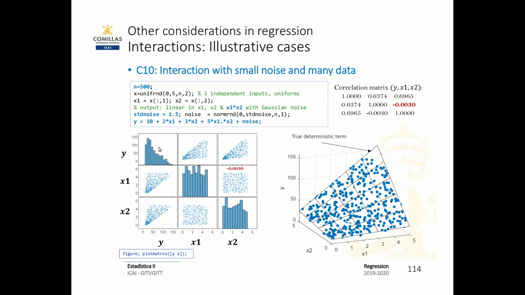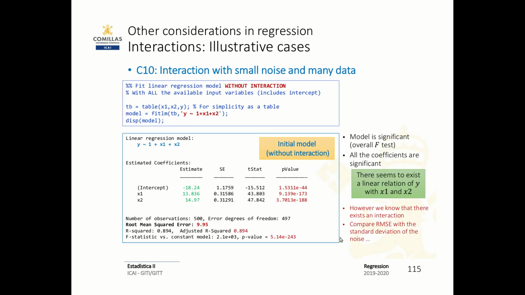And then when we construct y, this is the dependence of y on x1 and x2. We see that this is a correlation matrix. x1 and x2 are uncorrelated, and y is correlated with x1 and x2, as expected. Okay, so this is the plot of the data, of the observations.